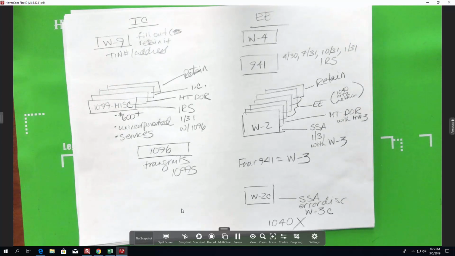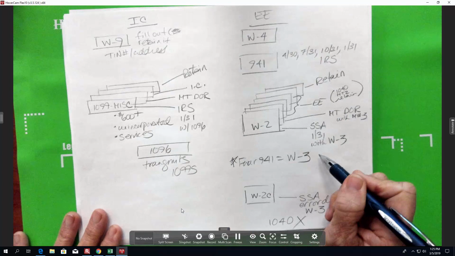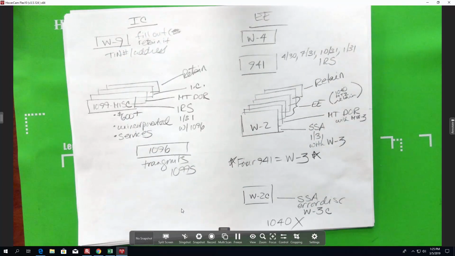Okay, so those are really important. This is all feeding into that. The 940 isn't actually on this, I guess I probably should add it. I didn't talk about it because you didn't know what it was then. Your 4 941s equal your W-3. Each quarter, you've got your gross wages, your FIT withholding, your FICA. Obviously, at the end of the year, the sum of those 4 quarters has got to equal the annual.